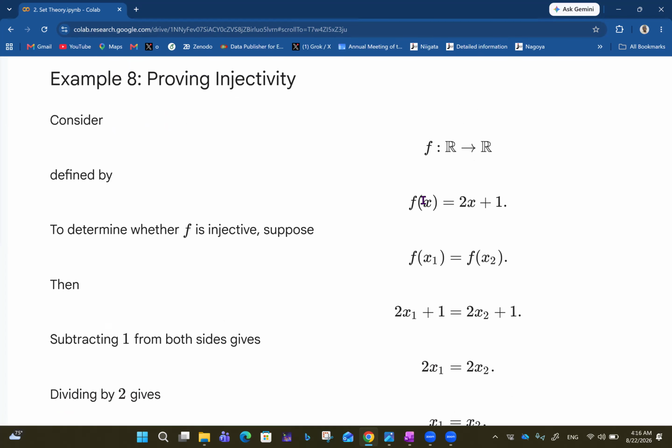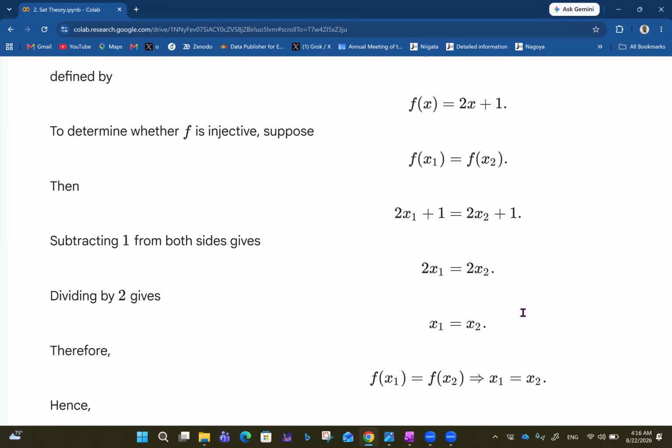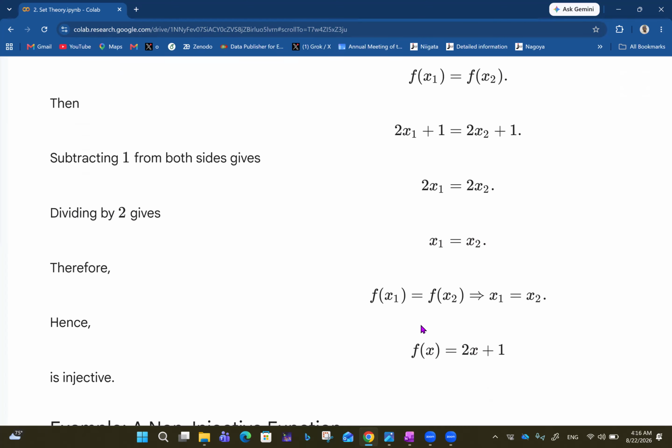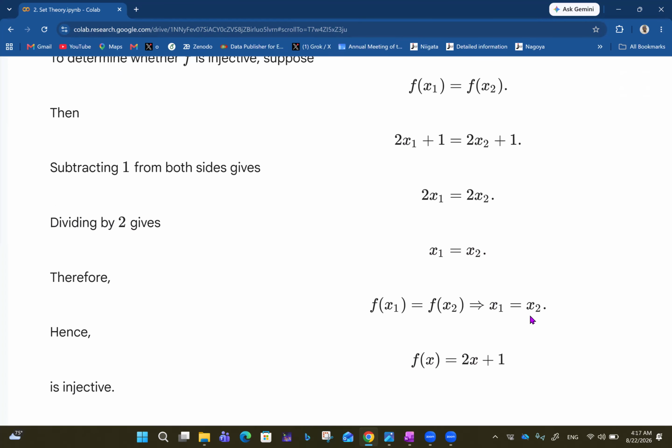So consider f which maps R to R defined by f of x equals 2x plus 1. To determine whether f is injective, suppose f of x1 is equal to f of x2. Then we say that 2x1 plus 1 is 2x2 plus 1. So subtracting 1 from both sides, we have that 2x1 is equal to 2x2. Dividing by 2 gives x1 equals x2. Therefore, we see that f of x1 equals f of x2 implies that x1 is equal to x2. Hence, we say f of x equals 2x plus 1 is injective.